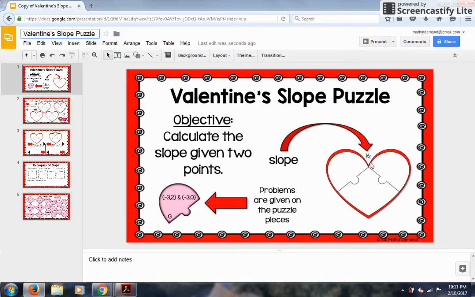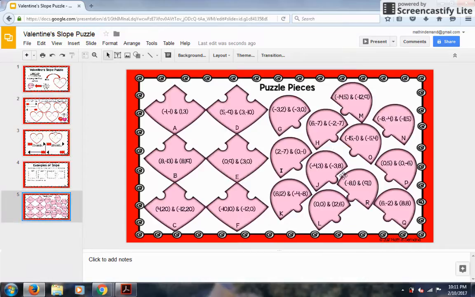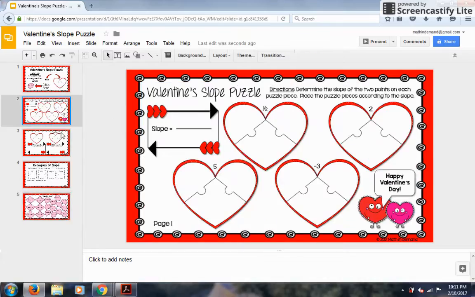And it goes over a little bit of how the activity is going to be used. So students are going to be given a heart, and above the heart there's going to be the slope. There's also going to be puzzle pieces that have 2 points on there. So students are going to be given, you can see in the last page, all of these puzzle pieces, and I have them labeled A, B, so on. And I usually have them take out a separate piece of paper and solve these problems on there.